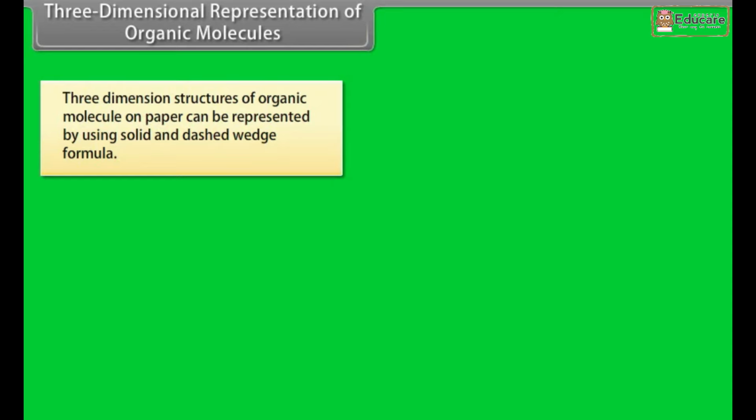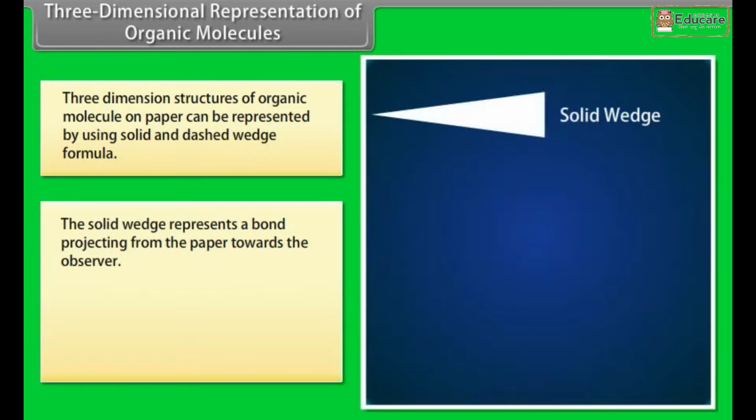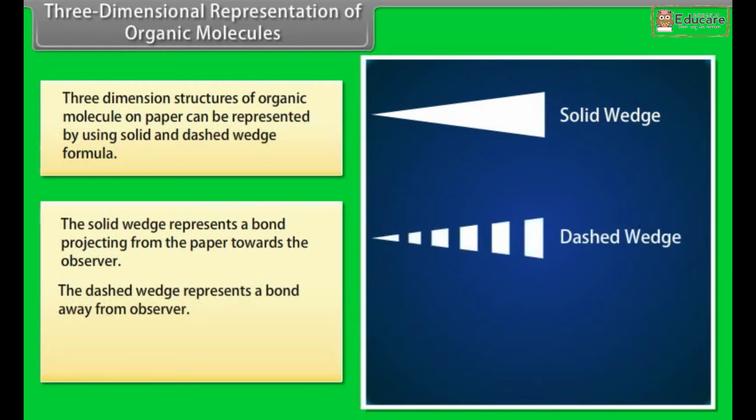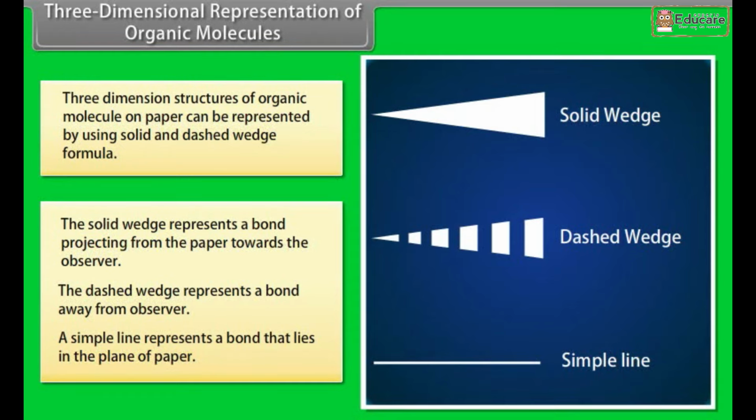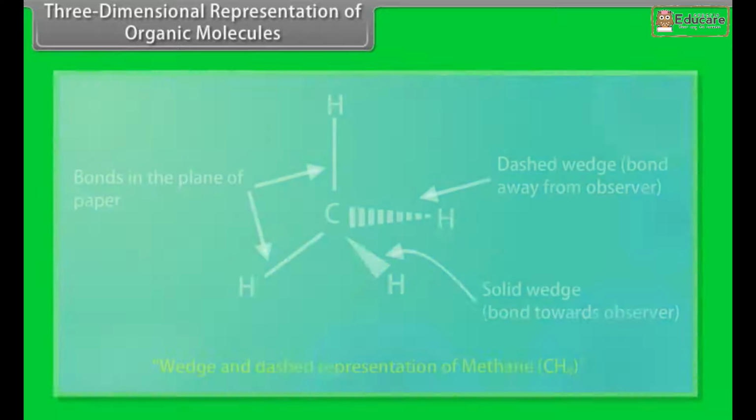Three-dimensional structures of organic molecules on paper can be represented by using solid and dashed wedge formula. The solid wedge represents a bond projecting from the paper towards the observer. The dashed wedge represents a bond away from the observer. A simple line represents a bond that lies in the plane of paper. For example, methane.